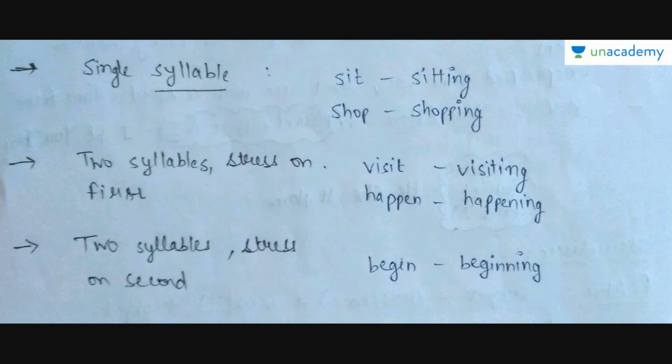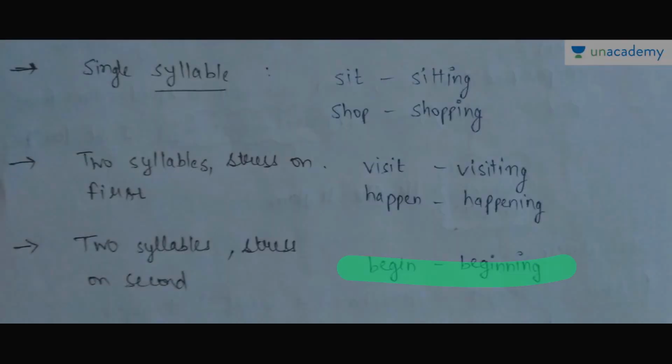If there's a single syllable, meaning there's a sound of a single vowel in the verb, then we double the last alphabet and add ing to it. For example, sit becomes sitting, shop, shopping. If there are two syllables and there is more stress on the first, there are two sounds of vowels, but there is more stress on the first, like visit, like happen. There's more stress on first I and first A. In these, we just add ing without making any changes. Happen becomes happening, visit becomes visiting. If there are two syllables, there is stress on the second one, we double the last alphabet and add ing. For example, begin becomes beginning.